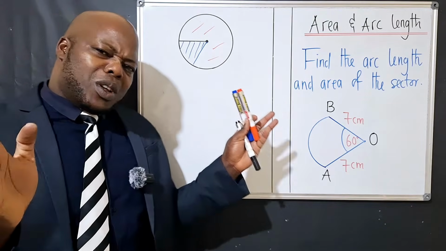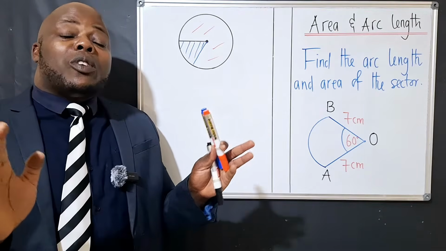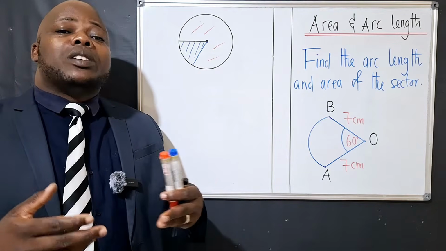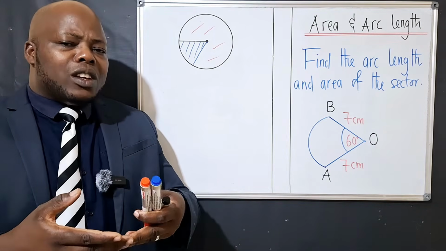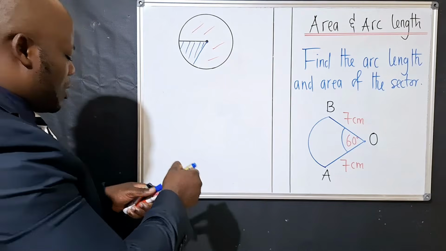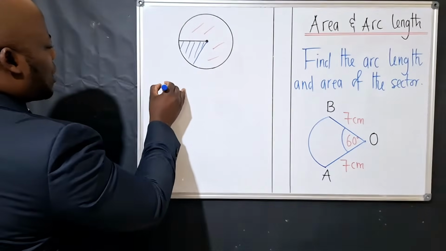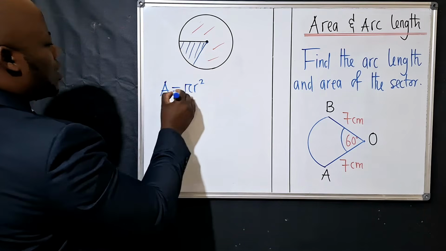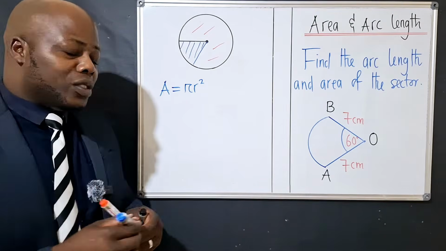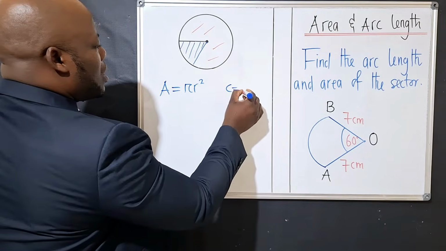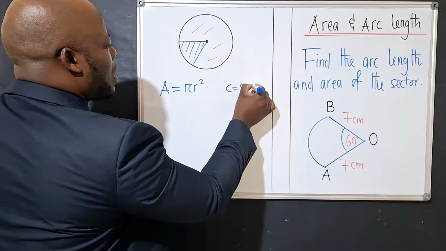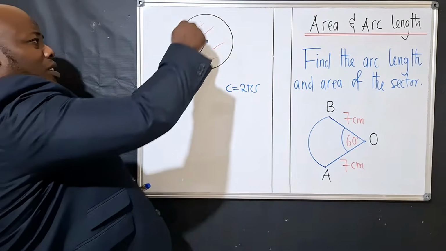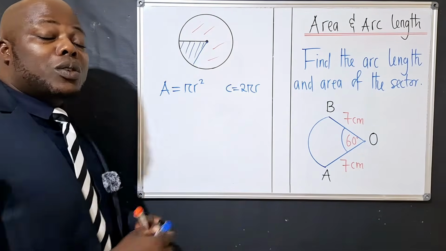Now, there are formulas we need for answering questions of this nature, questions that involve sectors. So what are some of the formulas? When you've been asked to find the area of a circle, you know the formula looks like this. This is the formula for finding the area of a circle. And for circumference, it's 2 pi r. The circumference is the distance around the circle.